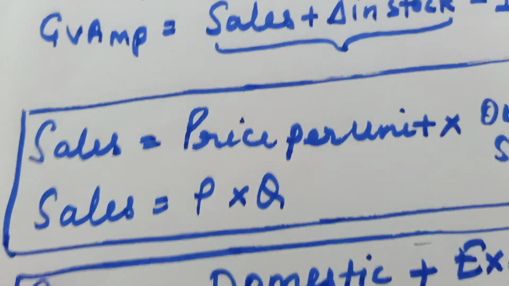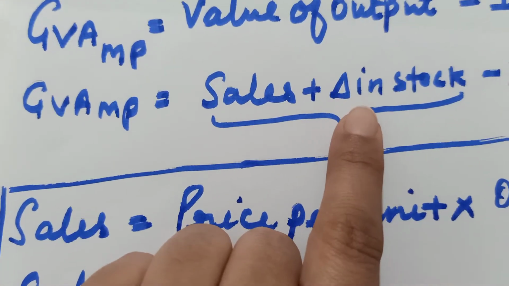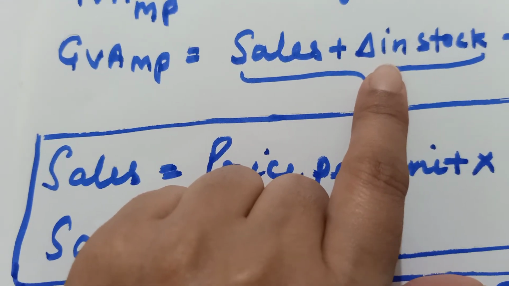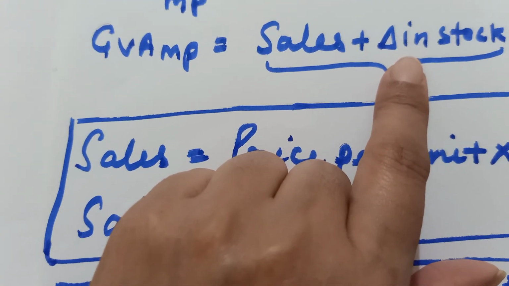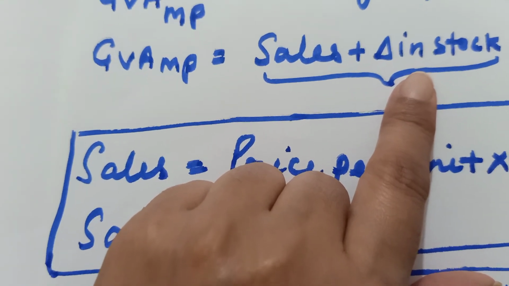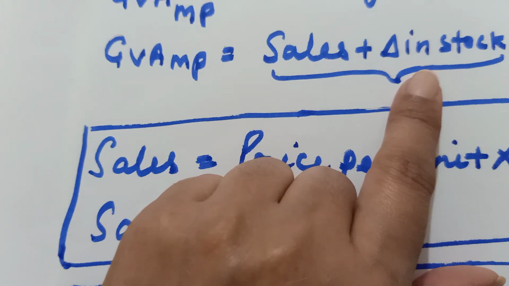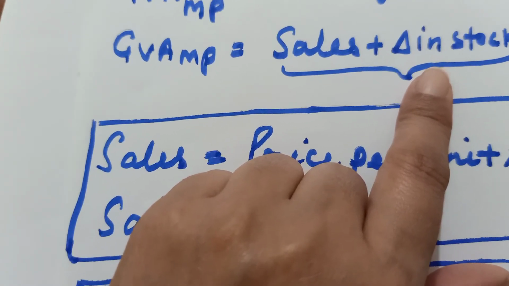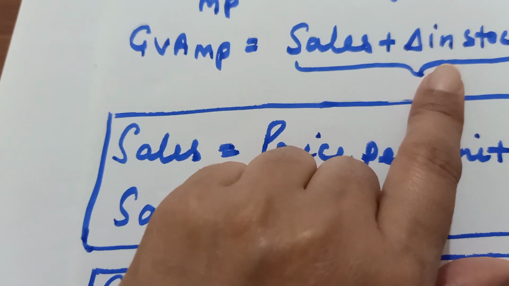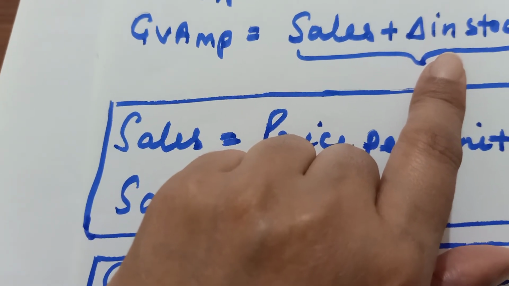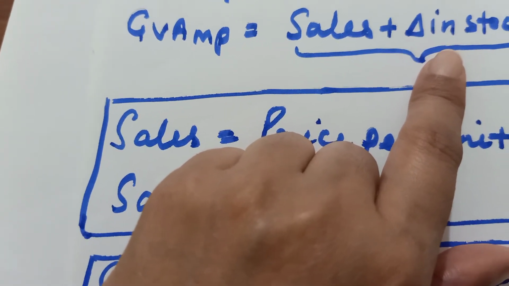Here one more thing we have to understand, change in stock, that is closing stock minus opening stock. When closing stock is greater than opening stock, then we say increase in stock. When closing stock is smaller than opening stock, then it is termed as decrease in stock, means negative change in stock. And when closing stock is greater than opening stock, then we say increase in stock, that is positive change in stock.